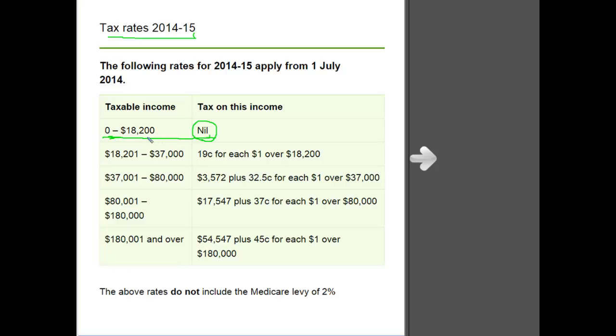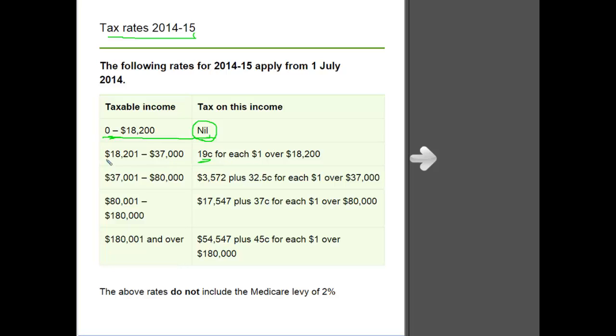A lot of people who are working full time would earn much more than $18,200. But it's also good for younger people who are only working part-time jobs, that they don't get unfairly taxed because they're not making too much money. They're probably not making over the $18,200. Once you do start making more than that, for every dollar you make over $18,200 but less than $37,000, you pay 19 cents in tax.